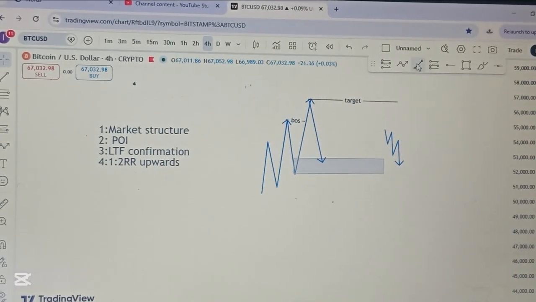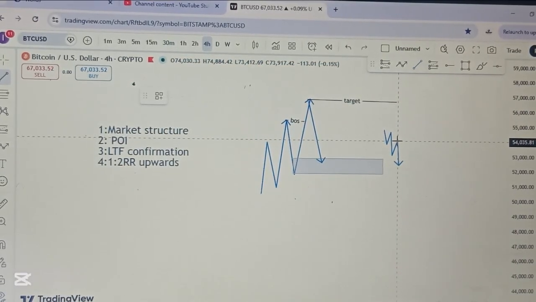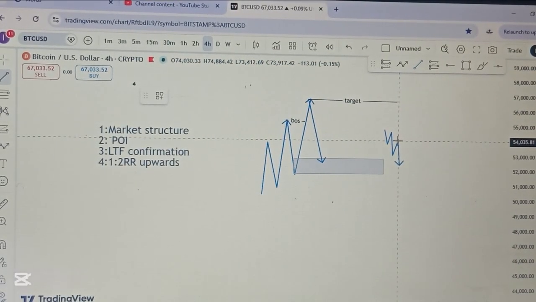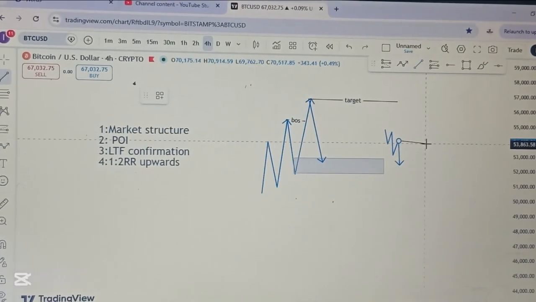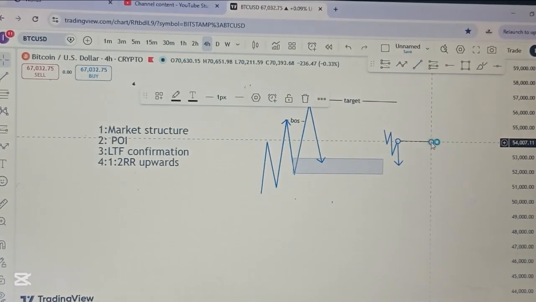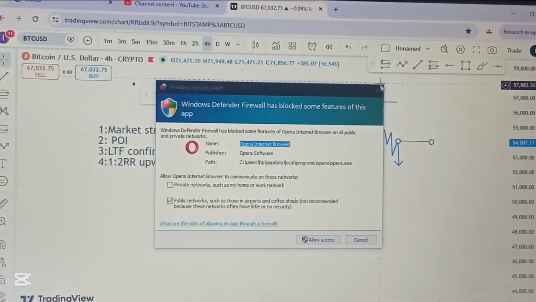So the next thing is what? To mark this out, you go to your 5 minutes or 3 minutes to see this bearish pattern forming when the market is coming to your zone. So you mark out the last resistance, right? You mark out this one. You mark out that last resistance.